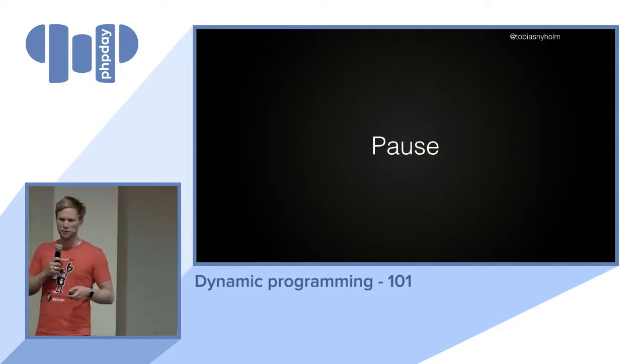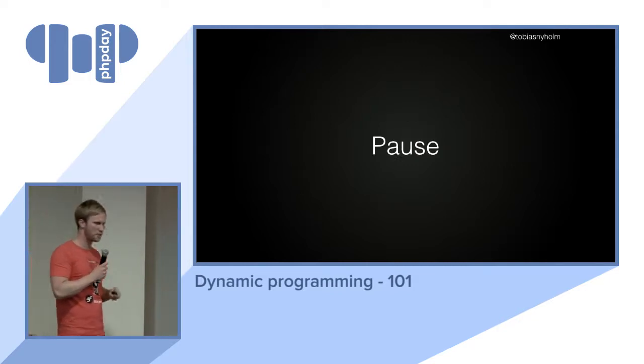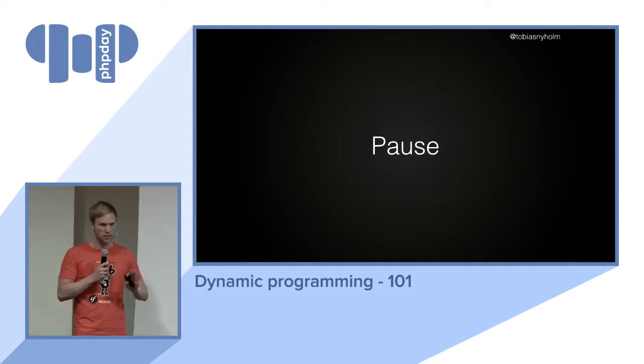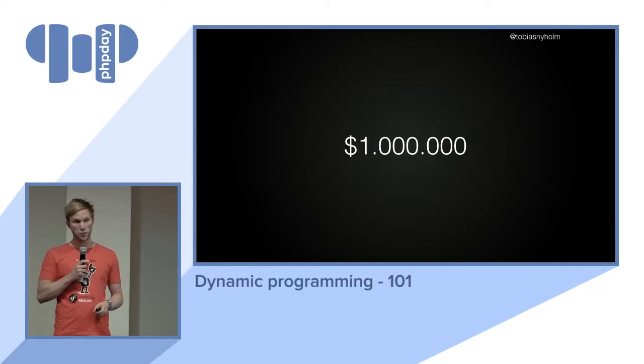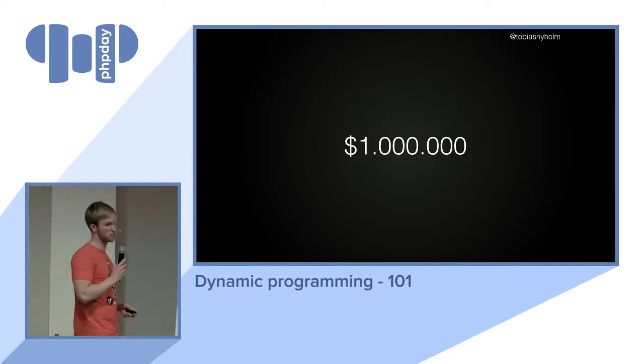It has been a lot of math, there have been a lot of arrows, there has been a lot of theory now. So let's take a pause from this for a moment. And I'll tell you the hardest way to get $1 million.